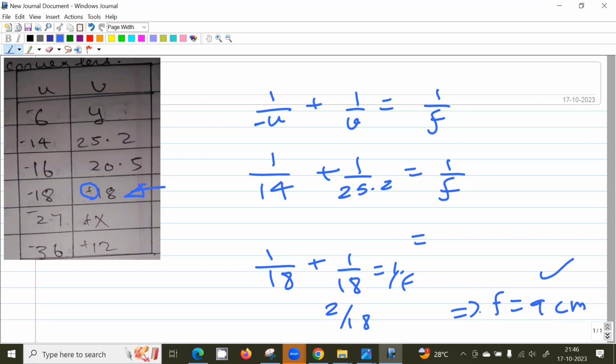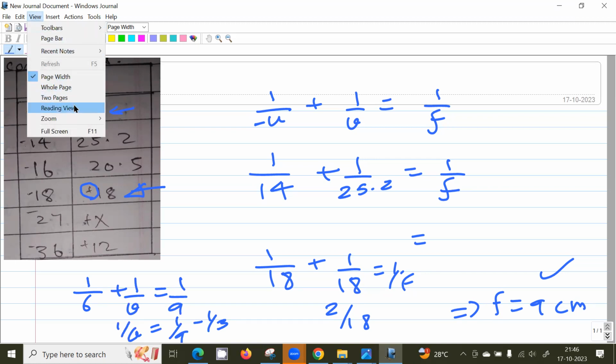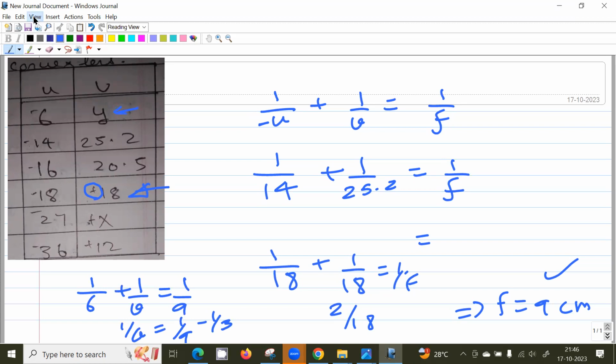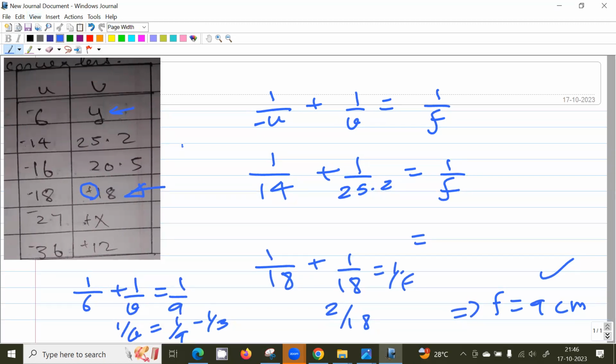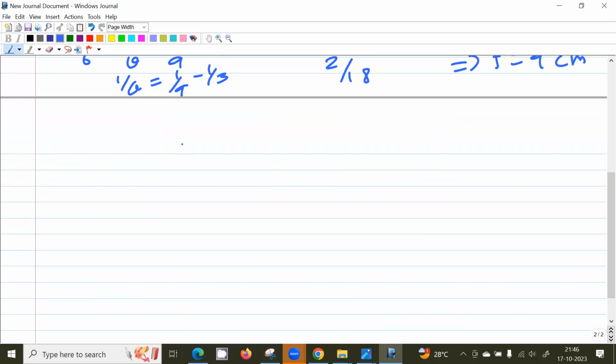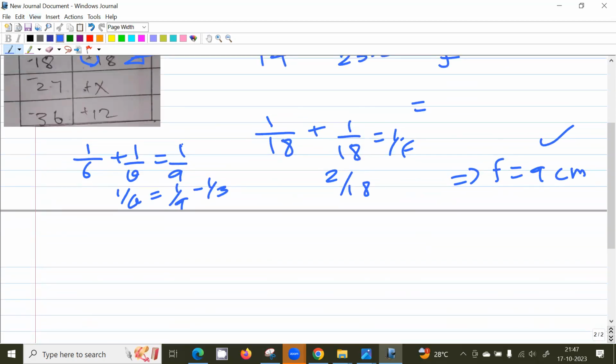This is correct. And they are asking us to find that upper distance. At least you can find it now because the focal length is known. So 1/6 plus 1/v equals 1/9. So 1/v is 1/9 minus 1/6.